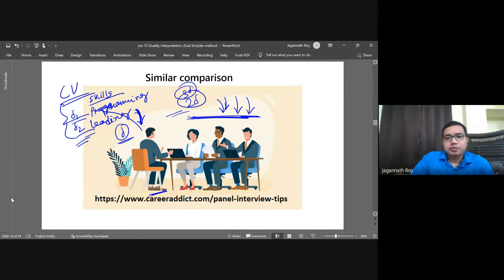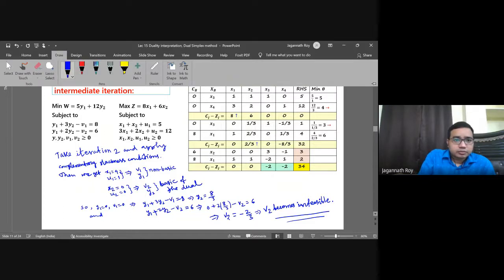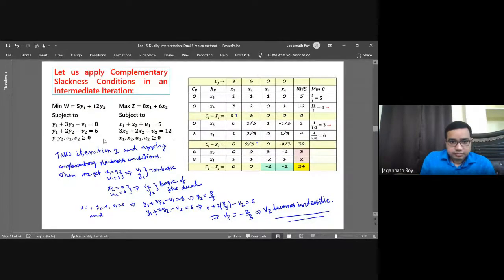Okay. So apart from that, let us discuss further. This is related to, let us apply this. This is iteration 1, iteration 2, this is iteration 3.